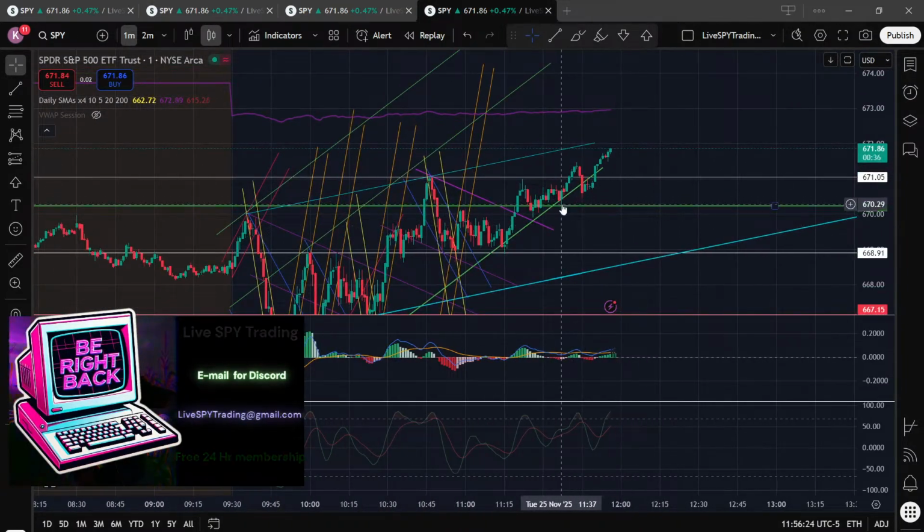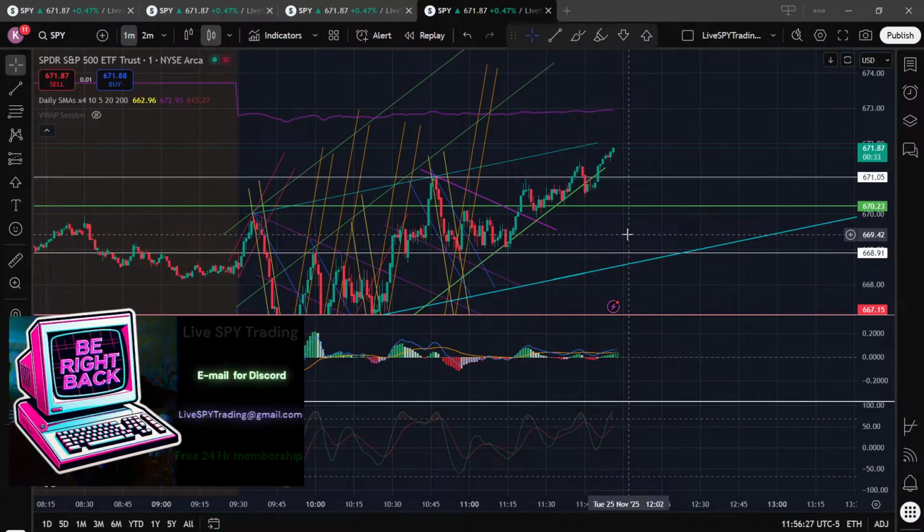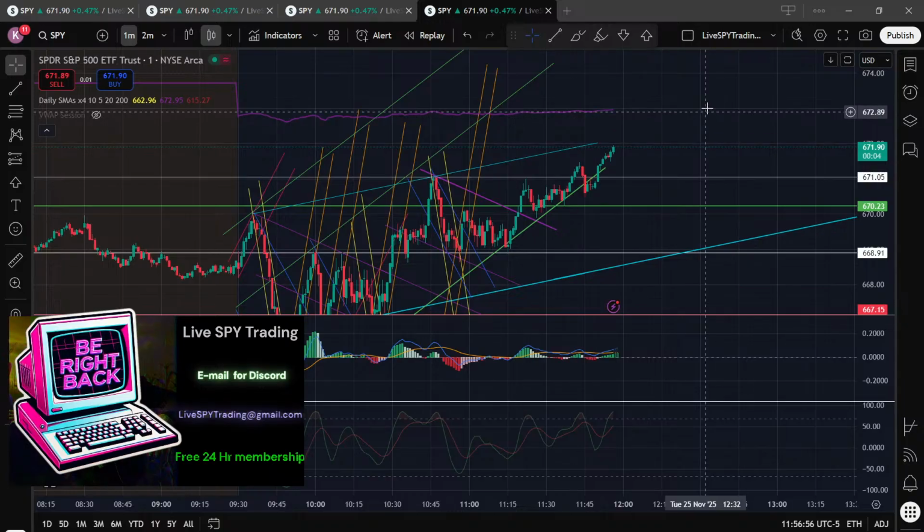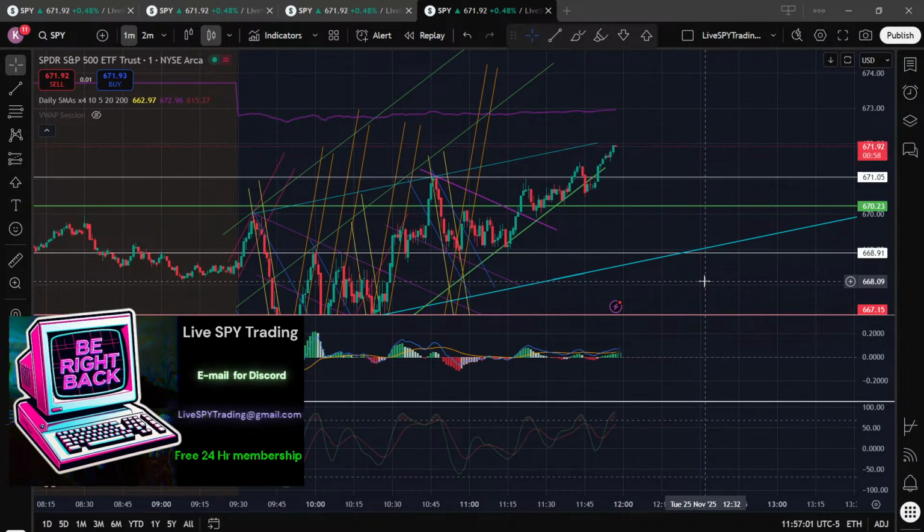Look at the money that was printed from green. Look at the money. It's still printing. It's still printing money. The 20 is at 73. We're at 72 almost. Look at the money we're printing.